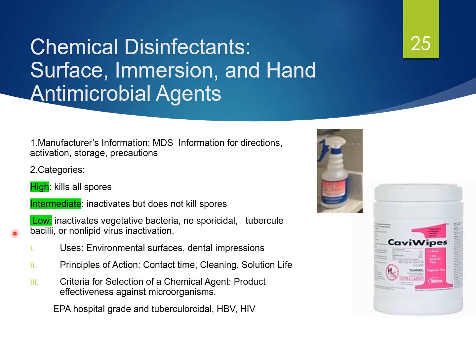Again, we have a high-level disinfectant, and that's going to kill all spores, viruses, and fungi on our surfaces. We have an intermediate-level disinfectant that inactivates, but does not kill, spores. And then we have a low-level disinfectant that is going to kill our vegetative bacteria, but it's not sporicidal, and it's not effective against TB or some of our non-lipid viruses such as hepatitis B and HIV.